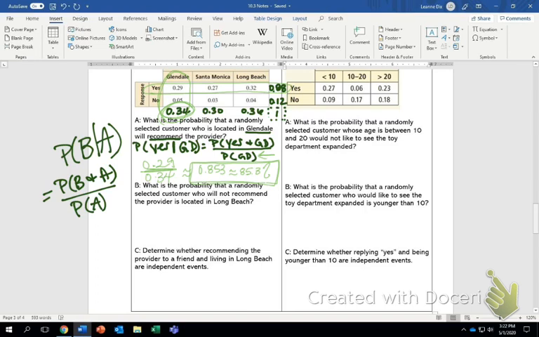So then part B says, what is the probability that a randomly selected customer will not recommend the provider? Okay, so that's my A information.